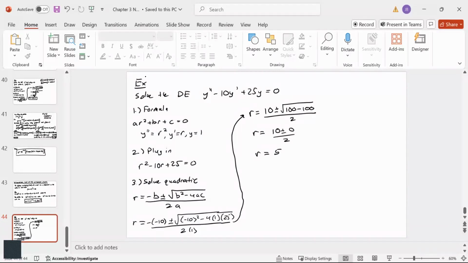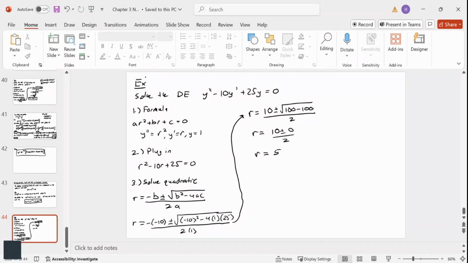Right, so you notice that the plus or minus disappears. There's no second component that you add or subtract, and therefore you get only one answer, 5. So that means 5 is a repeated root. It happens twice, okay? So we have an algebraic multiplicity of 2.